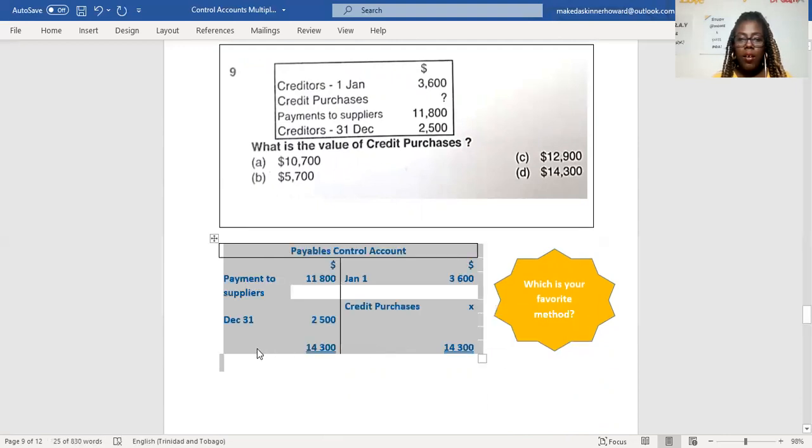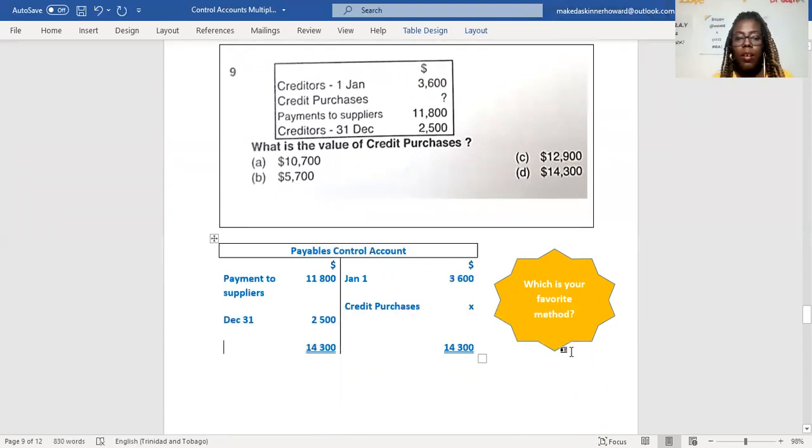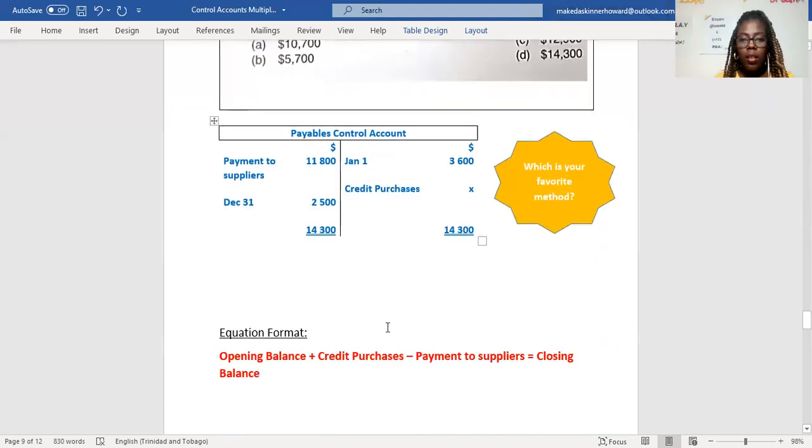All right, so let's put the T account on the screen. This is what the T account will look like for this information. Started 3,600, we don't know what the credit purchases are. Payments would go on the debit side and our balance at December 31st will be 2,500. Or this will be the balance that we carry down. When we total, we will get 14,300. And we have to deduct the 3,600 from the 14,300 to get your answer.